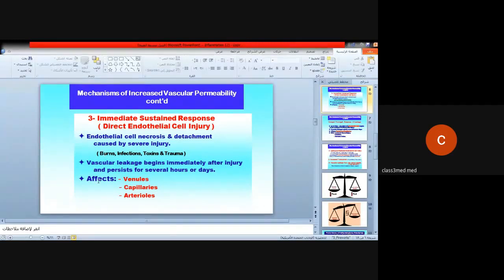So this is the serious mechanism of vascular leak that may lead to the death of the patient because of immediate and sustained vascular leak from the wall of venules, capillaries, and arterioles, which are the components of microcirculation.